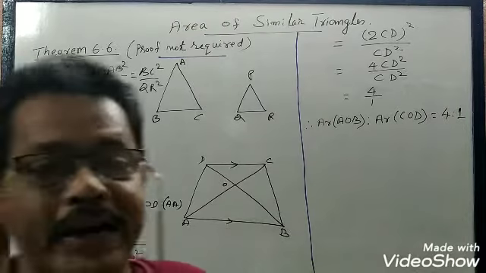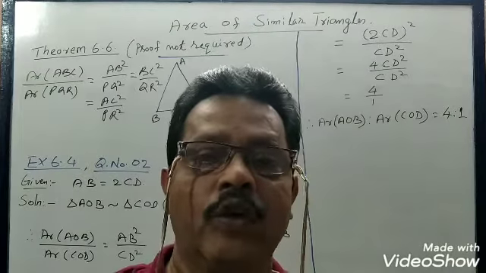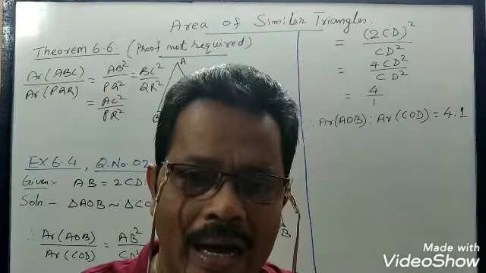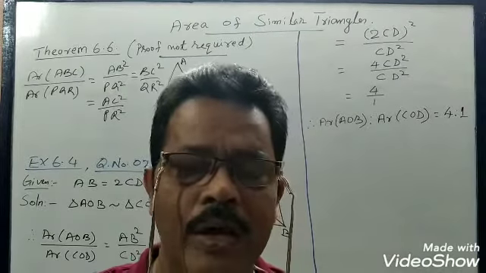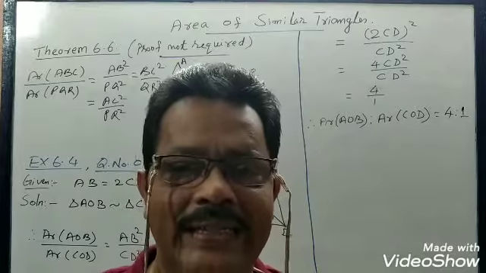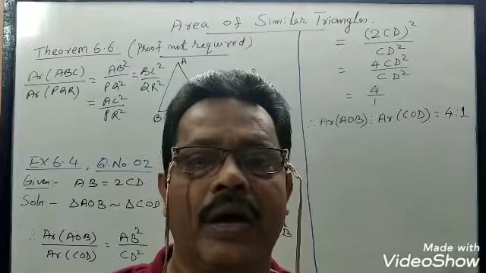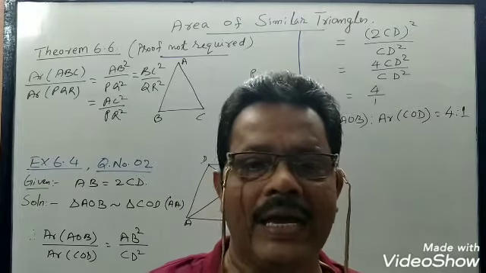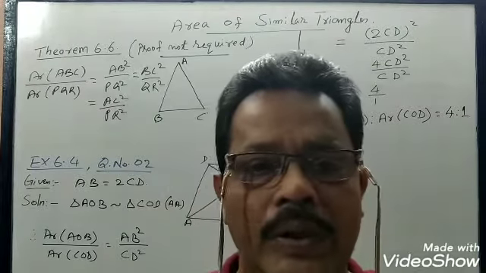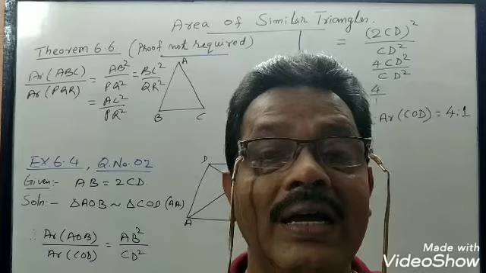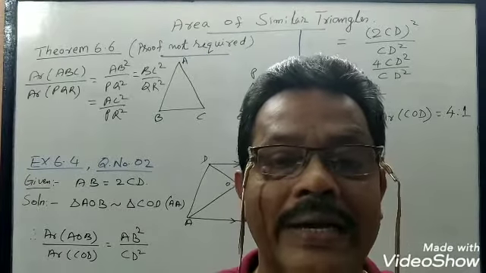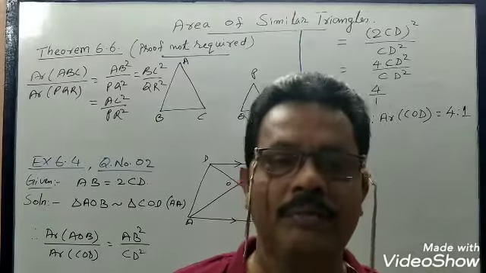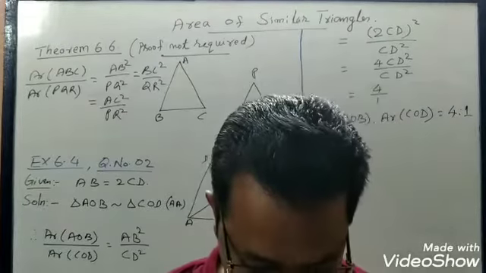So again, the ratio of the areas of two similar triangles is equal to the ratio of the squares of their corresponding sides. So based on this theorem, we can solve some questions of exercise 6.4.